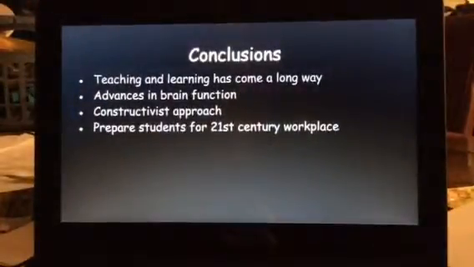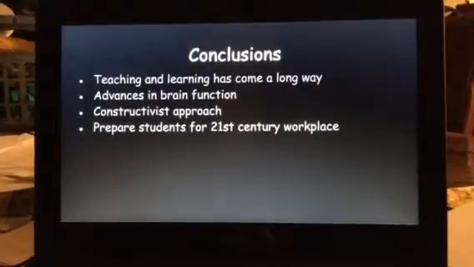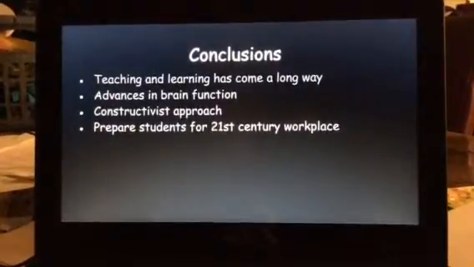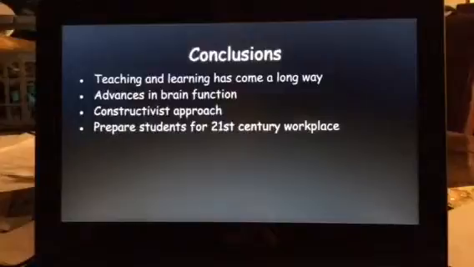So in conclusion, since the earliest time of education, teaching and learning has come a long way. And in addition to some other sources such as behaviorists and psychologists that have studied teaching and learning, understanding how the brain functions has also helped us to get there. And if we use a constructivist approach, we can certainly prepare students for the 21st century workplace.